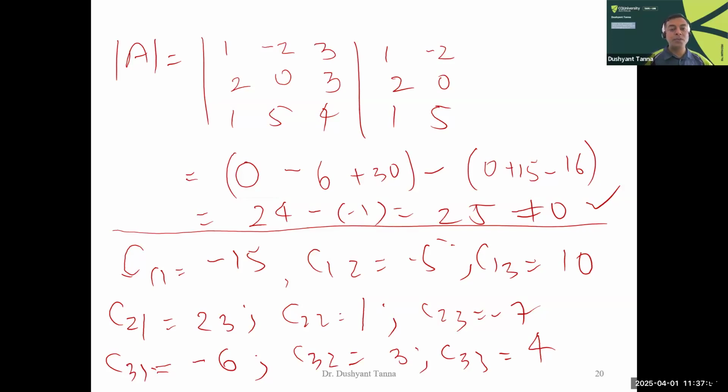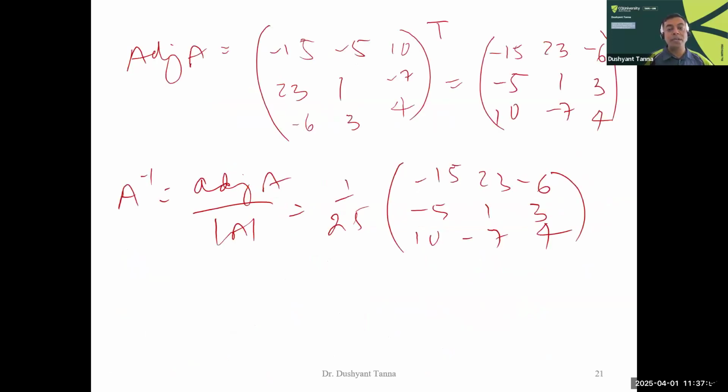How do you find the adjoint? You put the cofactors there and leave a T on the top. That T means the transpose. What does a transpose do? It converts the rows into columns. So the first row becomes the first column, the second row becomes the second column, and the third row becomes the third column.